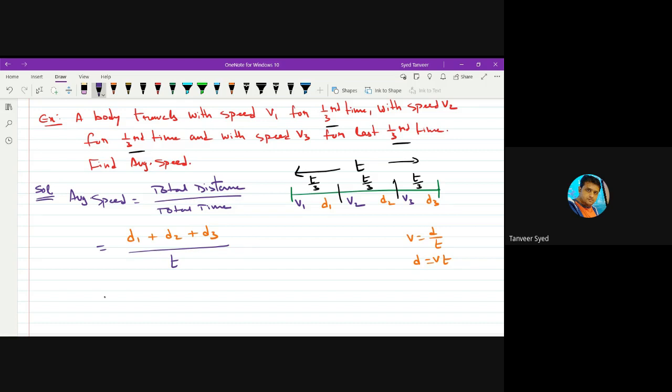How can we write d1, d2 and d3 using the formula distance equals speed into time? d1 is the distance traveled with speed v1 for time t by 3. So d1 is v1 into t by 3, plus d2 is v2 into t by 3, plus d3 is v3 into t by 3, divided by total time t.